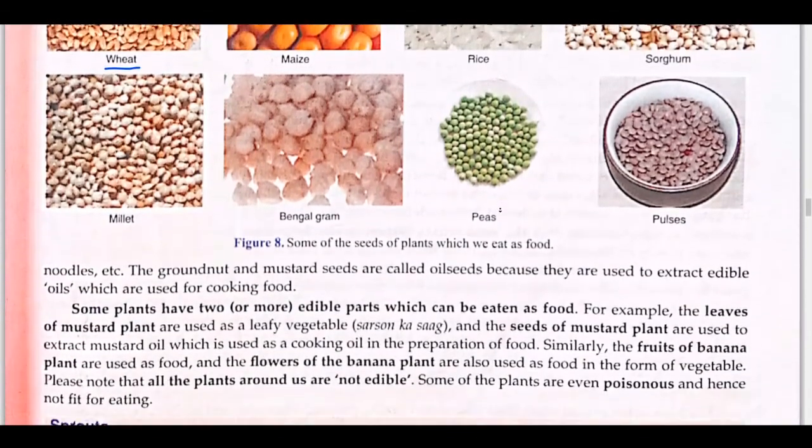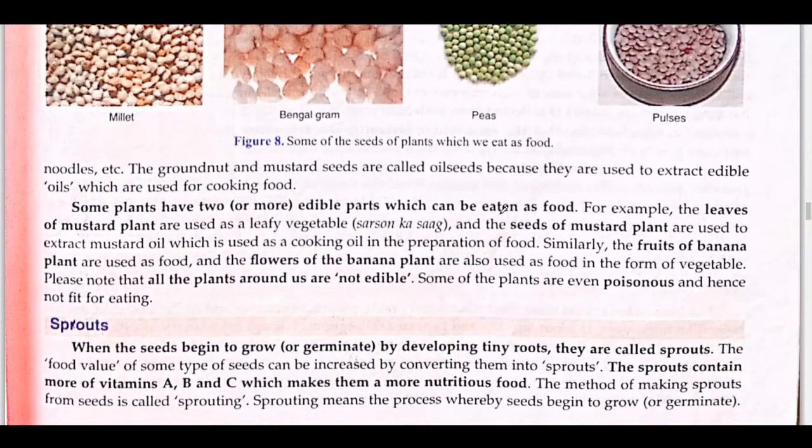Some plants have two edible parts which can be eaten as food. For example, the leaves of mustard plant, right? Okay.